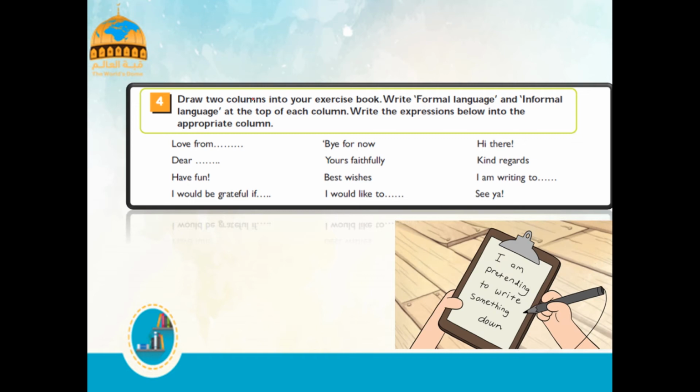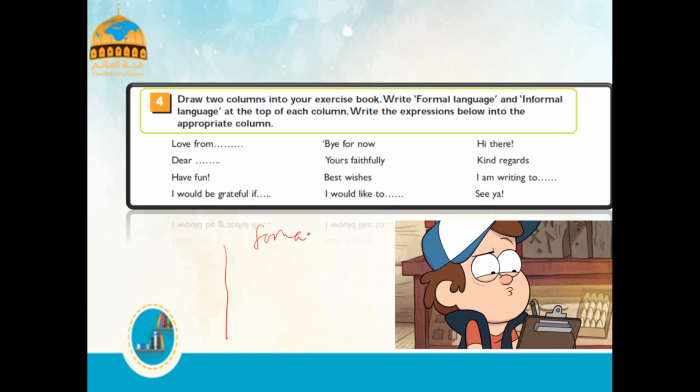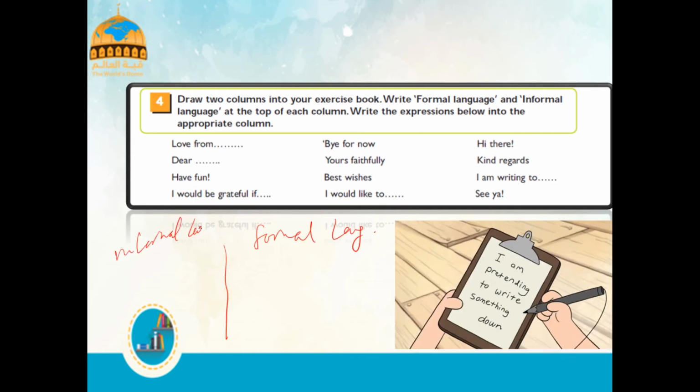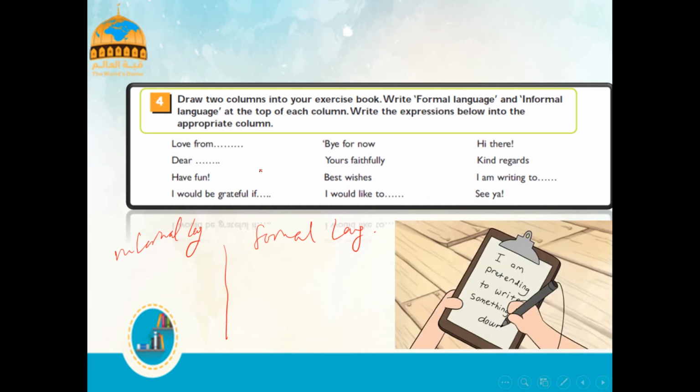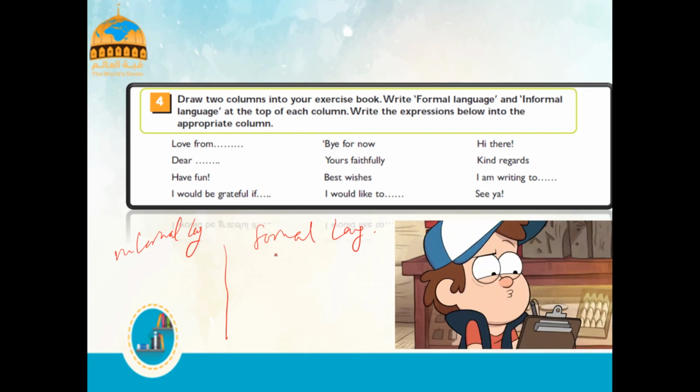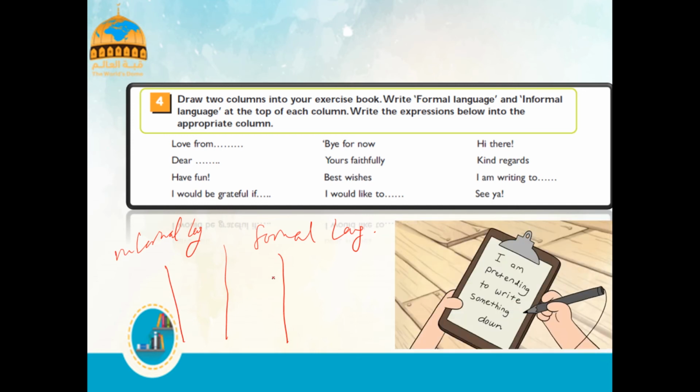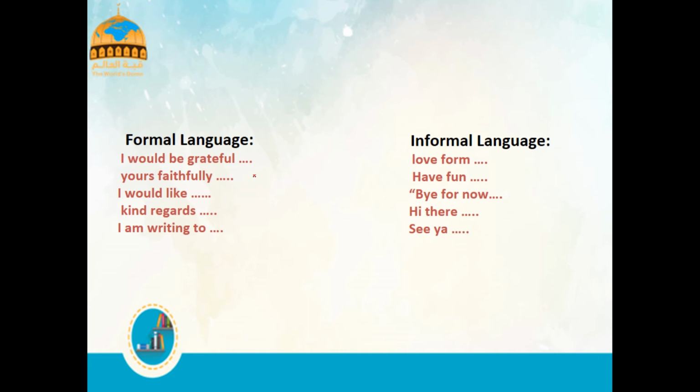And now draw two columns like this and write formal language and informal language. And just divide these 12 words or phrases into these two categories. So what you think is formal, you write here, and what you think is informal, write here. And don't pretend to write something. Write an actual thing, not pretend like this lazy boy. And now you can check. These are the formal and these are the informal.